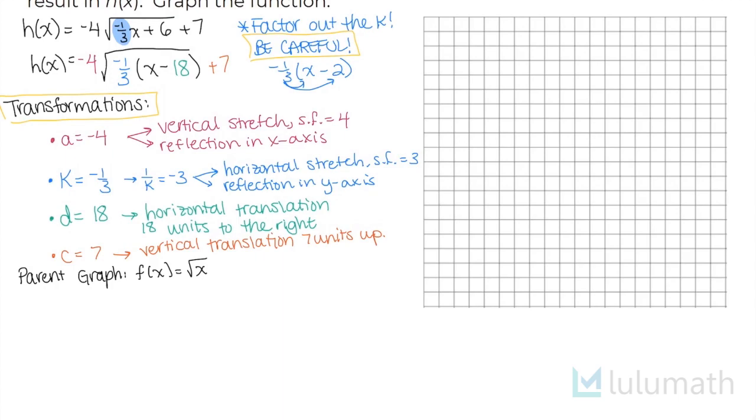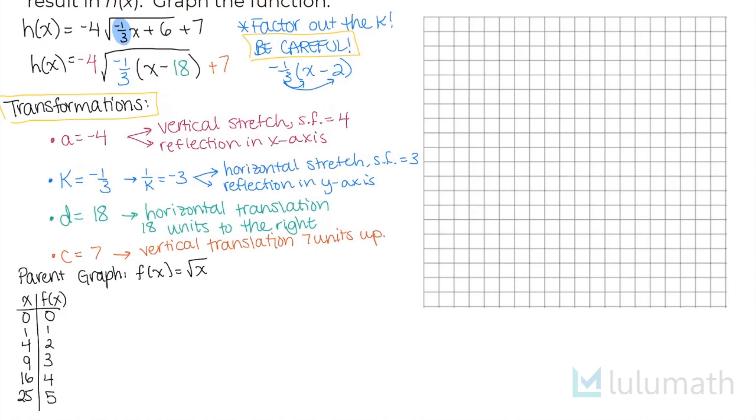So let's go ahead and make our chart for our parent graph. So we have x and we have f of x, and we are going to use numbers that we can easily square root. So I will use 0, 1, 4, 9, 16, and 25. Again, you don't have to use these numbers, but I'm trying to make things a little bit easier. And when I square root each one of these numbers, I get 0, 1, 2, 3, 4, and 5.